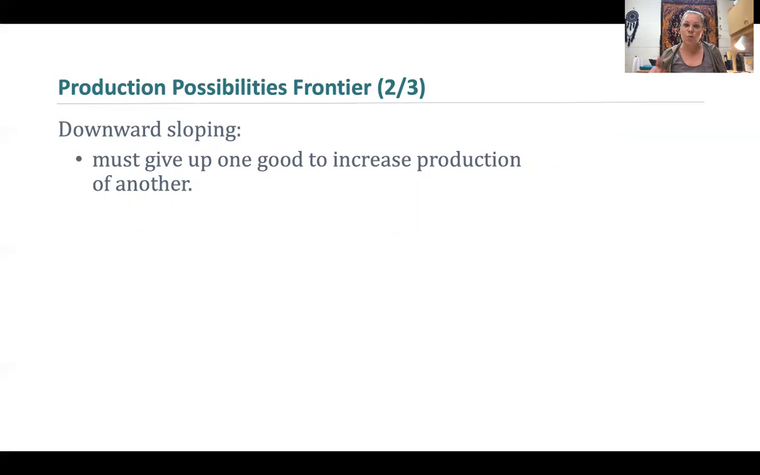If we connect the points on this graph, we'll end up with a curve that has a downward slope. And the reason for this is that if we want to gain the production or produce more of one thing, we necessarily have to give up the production of some of the other thing because our resources are fixed. And that's one of the assumptions of this model.